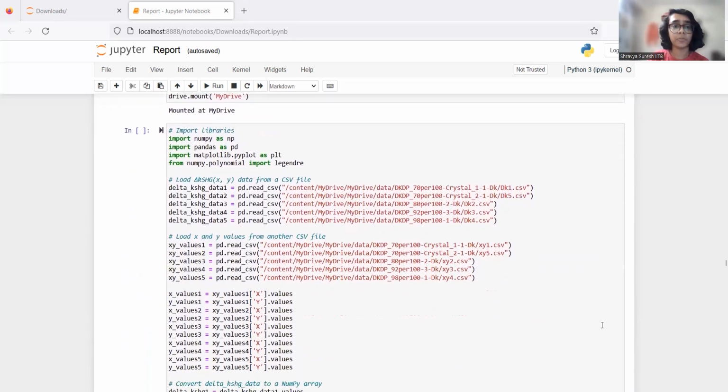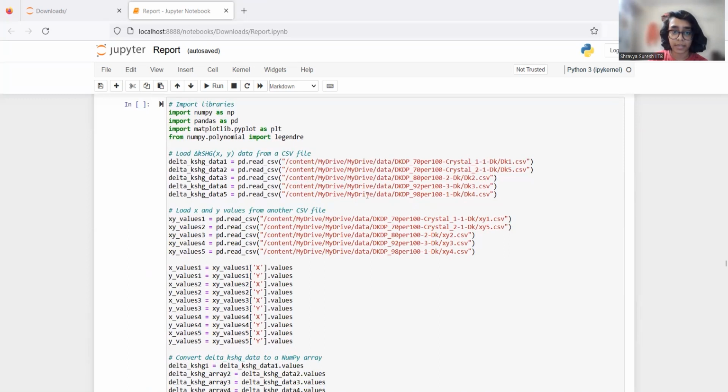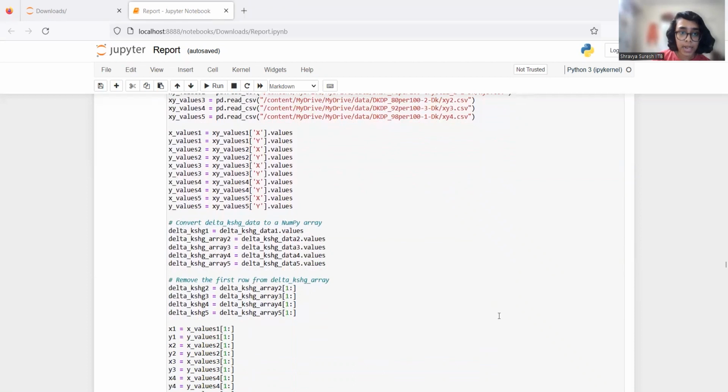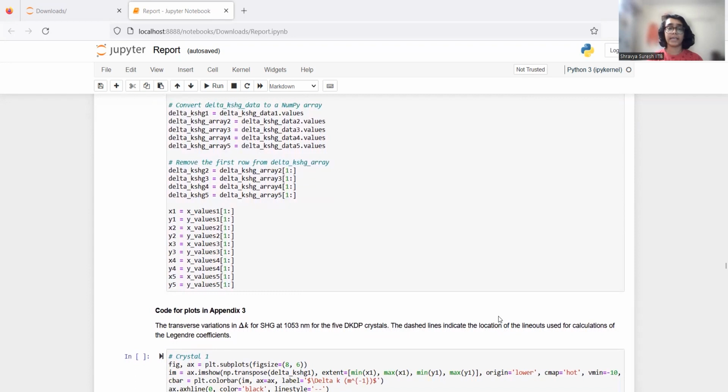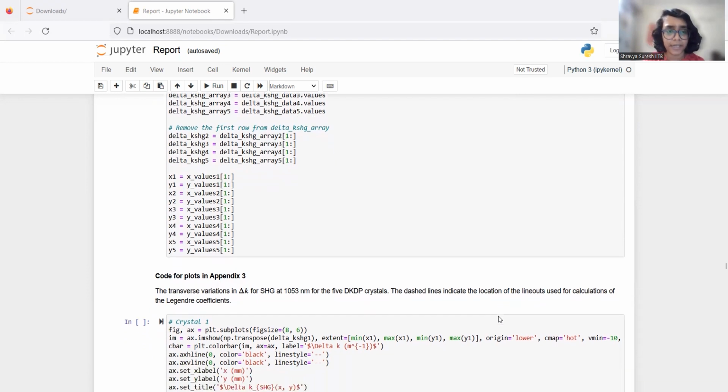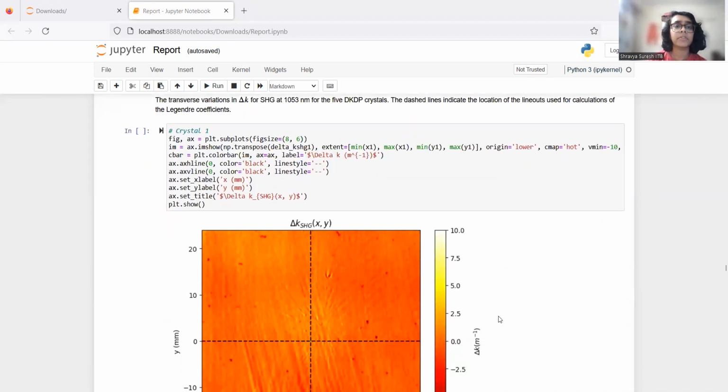So here, primarily, we are first importing all our required data sets and storing them as data frames using the Python library pandas. Further on, we proceed to plot the values of delta K SHG, our wave vector mismatch, to get a general idea of the kind of data that we're dealing with. The transverse variations in delta K for second harmonic generation at this particular wavelength of 1053 nanometers for the 5 DKDP crystals have been plotted ahead as heat maps to understand the range of the values of the wave vector mismatch that we will be dealing with.